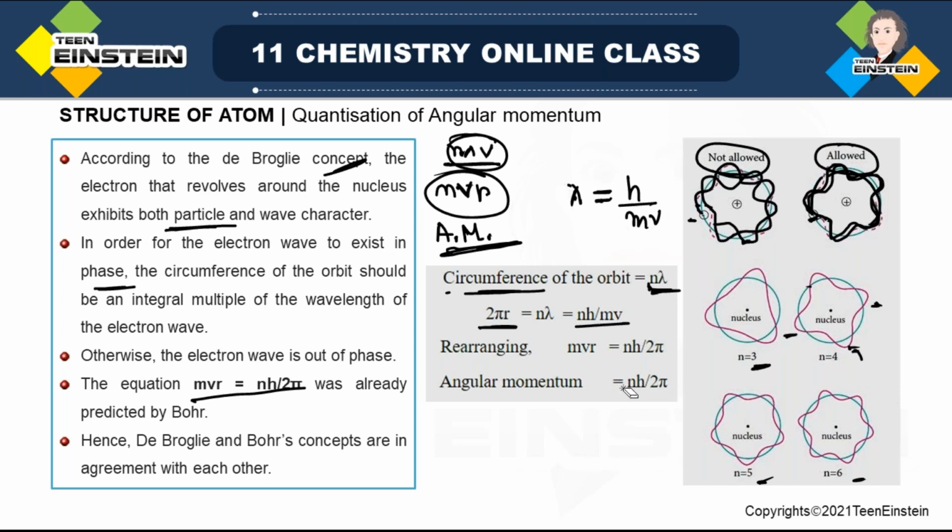But remember, in Bohr's model also the same type of equation we have already seen. So what conclusion can you draw? We can draw the conclusion that De-Broglie's and Bohr's concepts, though they were developed individually, are ultimately in agreement with each other, which is proved here.